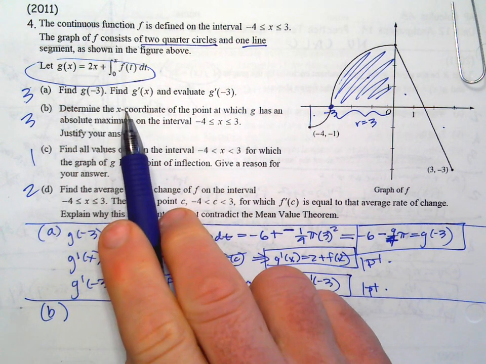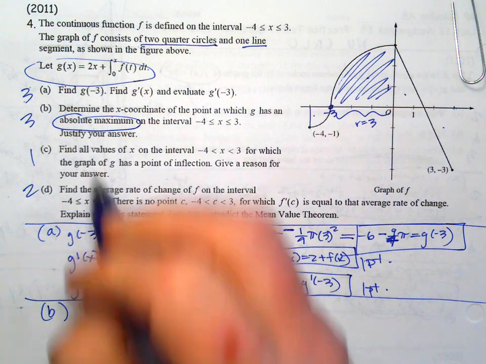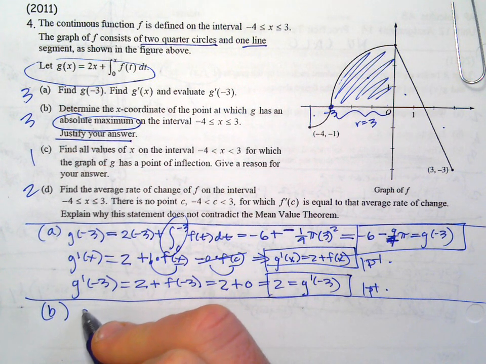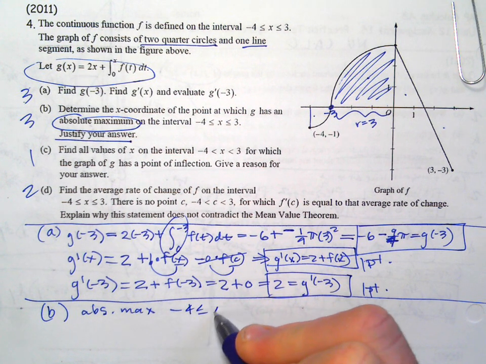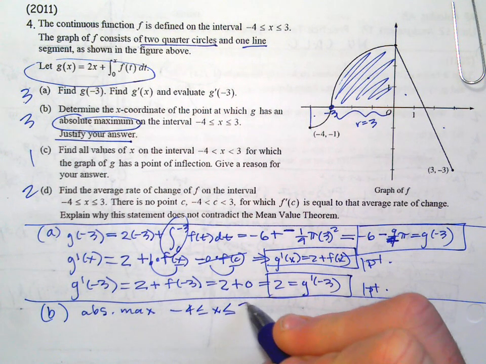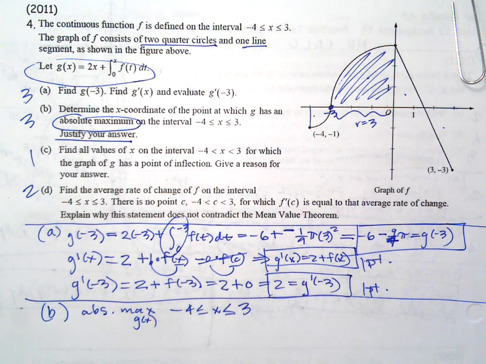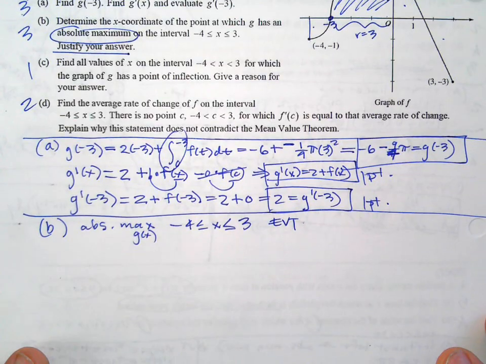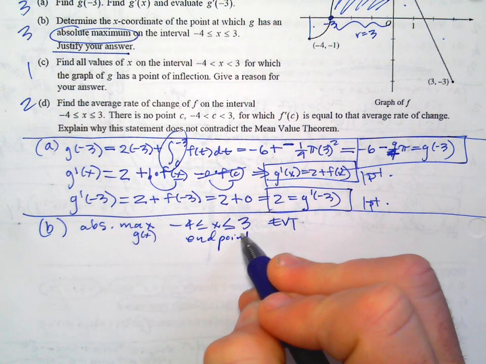B says determine the x-coordinate of the point at which g has an absolute max on the interval. Justify your answer. So we're looking for absolute max. We have endpoints, right? And this is for g, though, absolute max g. We have endpoints, and I think it's a continuous function, so we should do EVT. Why are you not going to do EVT? Only reason you don't do EVT is if you can't do EVT. So we have our endpoints, and we need to show this work nice. This is worth 3 points.